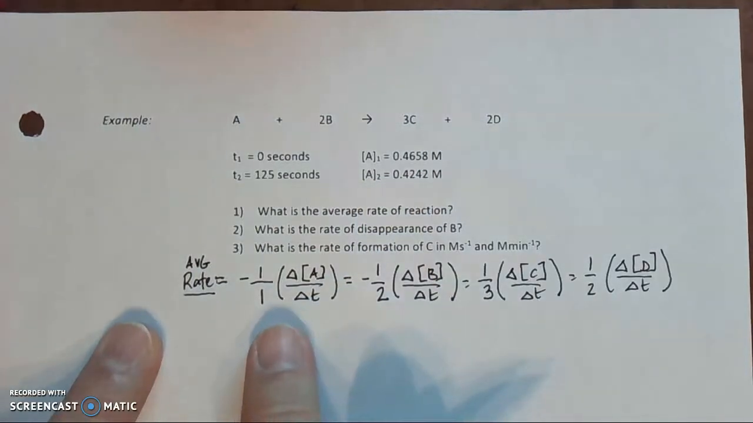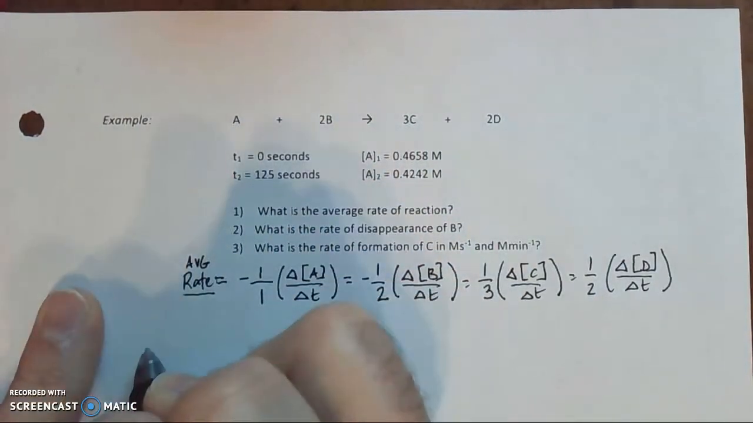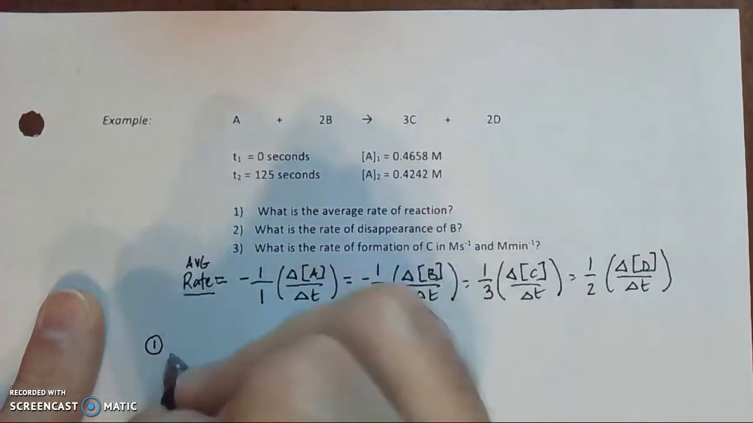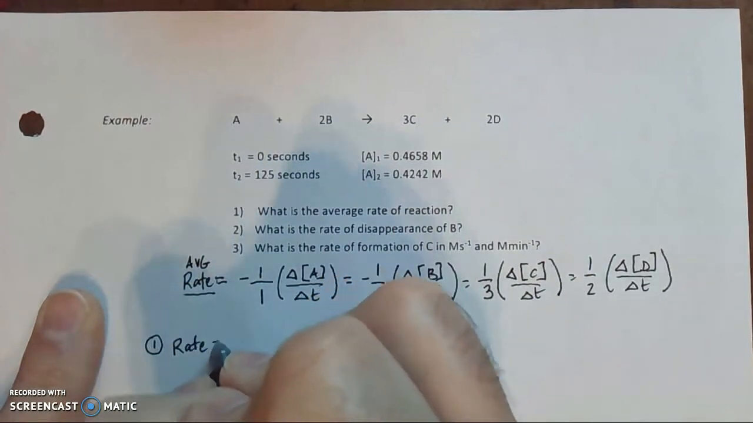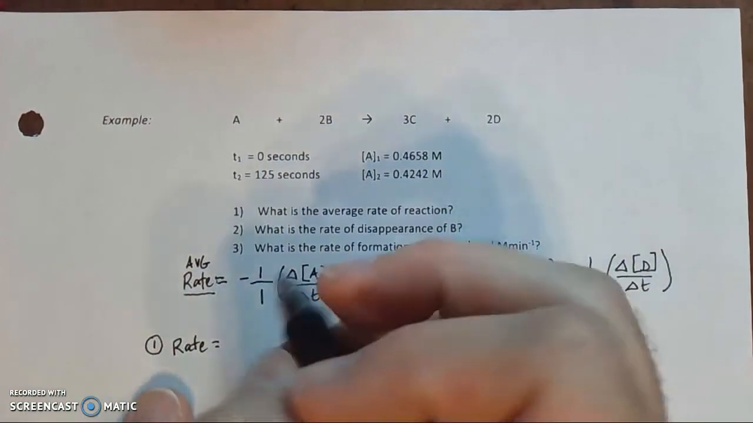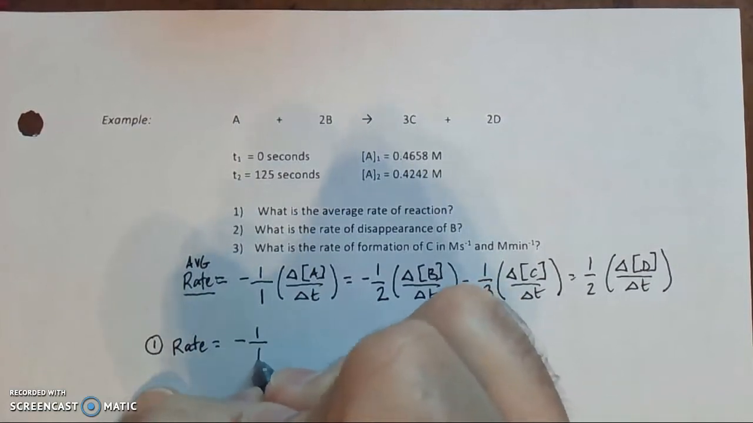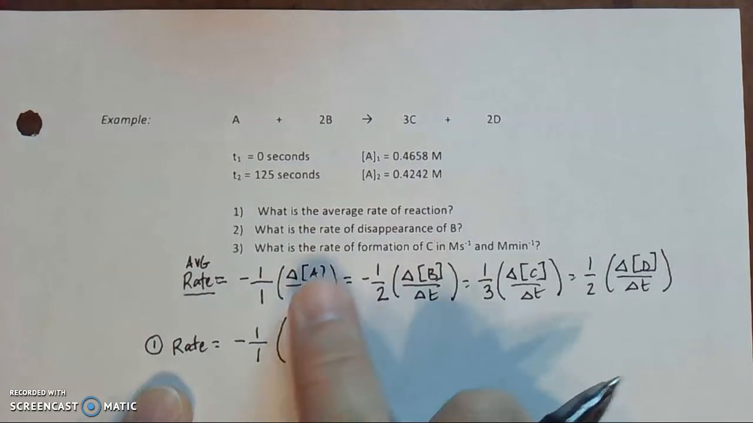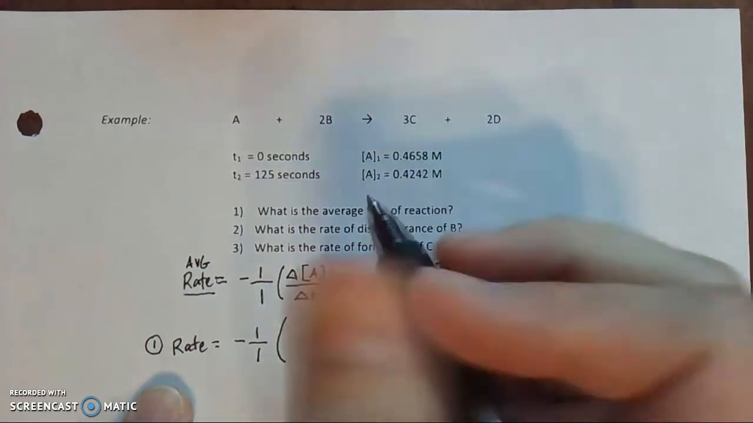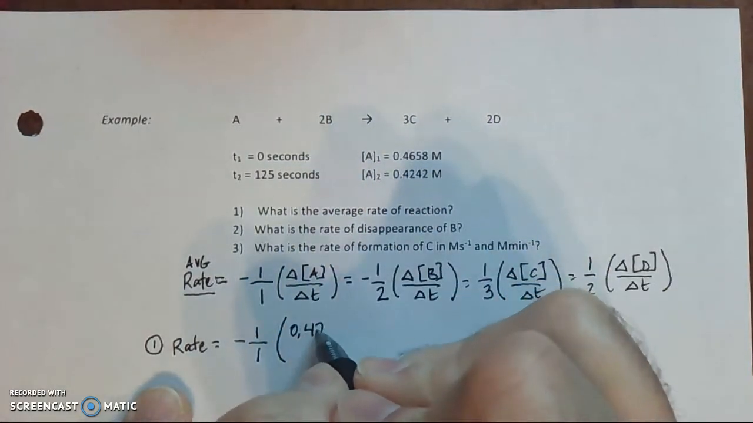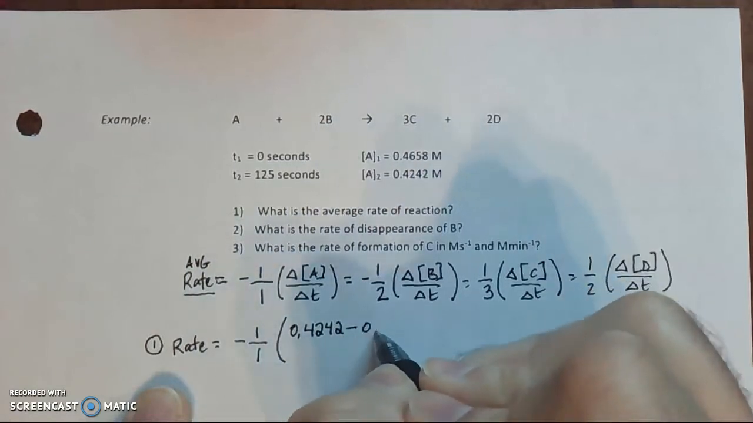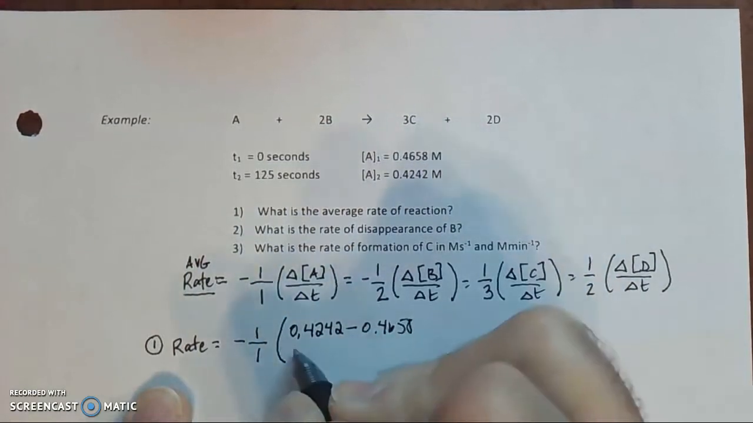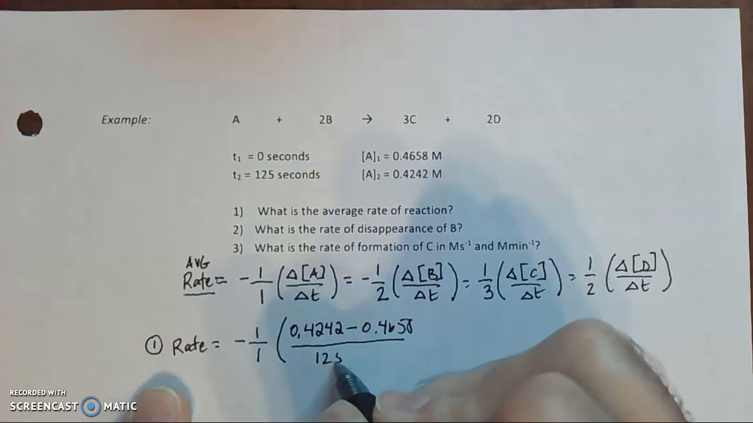So all I have to do is put in, for number 1, rate is equal to negative 1 over 1 times the change in concentration of A, which would be A2 minus A1. So 0.4242 minus 0.4658, all over the change in time.